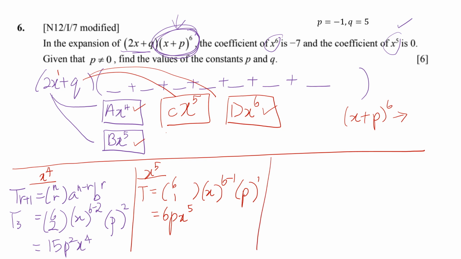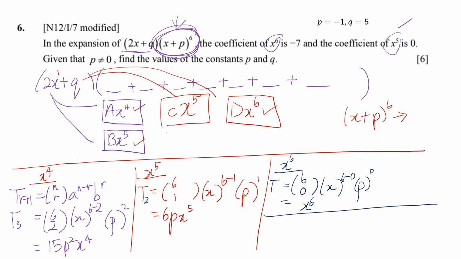I still need x to the power of 6. So to get x to the power of 6 means my r has to be 0. Okay, because 6 minus 0 gives you 6. So 6 nC0 gives you 1. So that is just x to the power of 6. p to the power of 0 is 1. Okay, so we have all these 3 terms ready. Now we are in business.